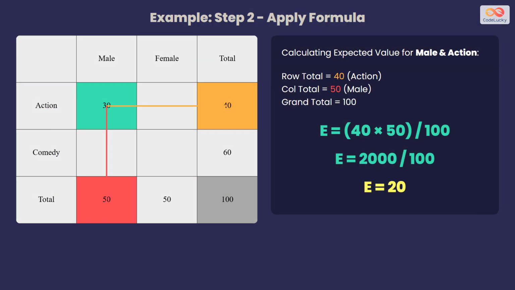Now, let's calculate the expected frequency for the cell where male and action movie overlap. The row total for action is 40. The column total for male is 50. We multiply 40 by 50 to get 2,000 and divide by the grand total of 100. The result is 20.